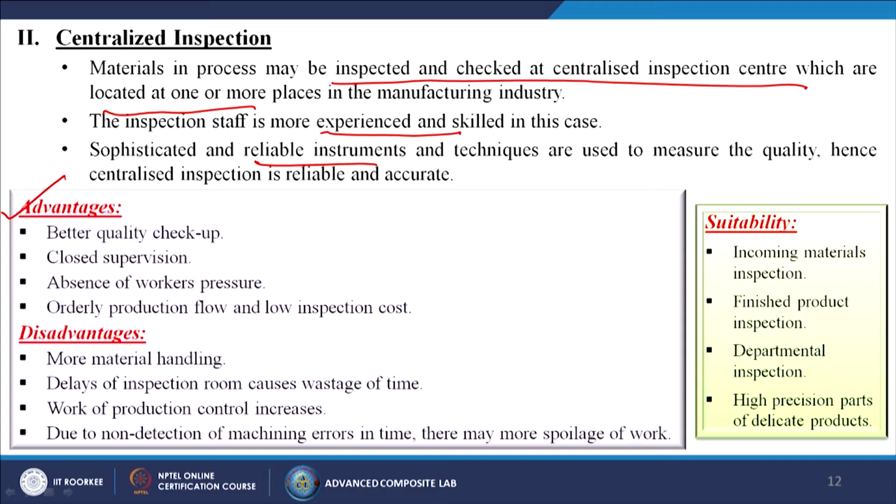What are the advantages? Better quality checkup, close supervision, absence of workers' pressure, orderly production flow and low inspection cost. What are the disadvantages? More material handling, delays at the inspection room cause wastage of time, and the work of production control increases due to non-detection of machining errors in time, so there is more spoilage of work. What is the suitability? Incoming materials inspection, finished product inspection, departmental inspection, and high precision parts of delicate products.